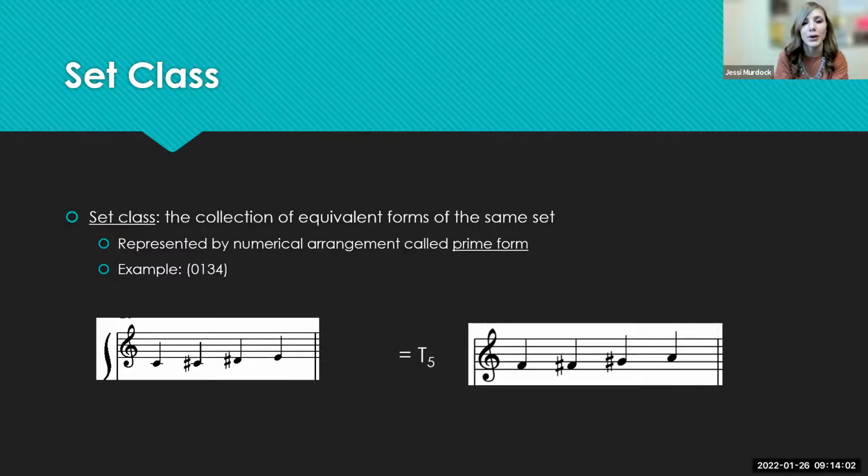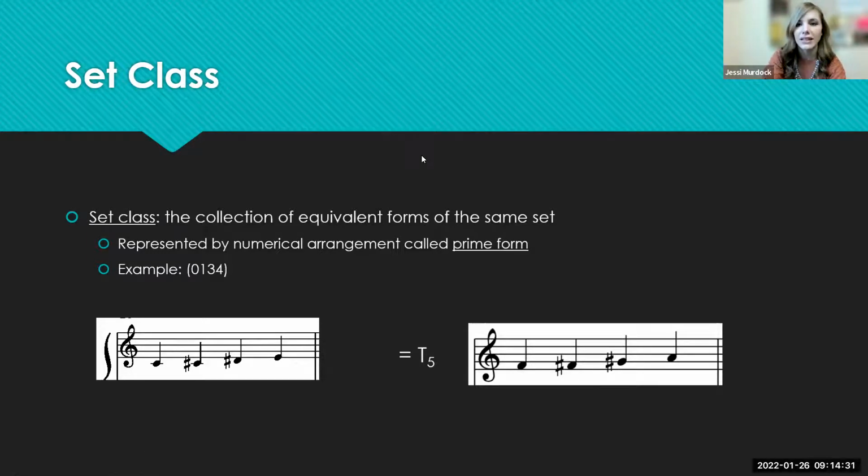If you look at the one on the left down here for the example, we've got C, C sharp, D sharp, and E. If you knew the integers already, you would know that was 0, 1, 3, and 4, which is also its prime form. All prime forms are going to start with a 0. The one on the right has the same intervallic content. I just transposed it up a perfect fourth, or up 5 semitones.